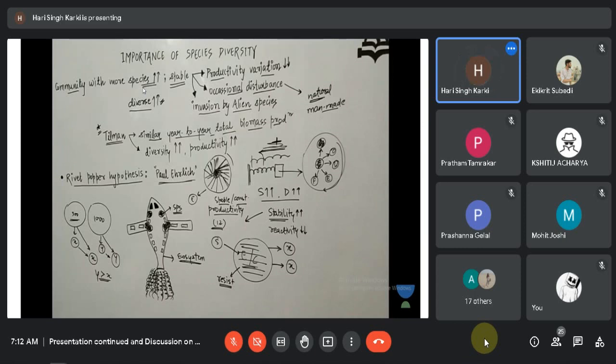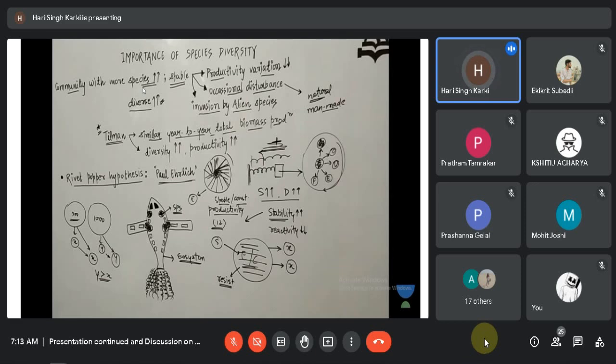There is one Tillman's philosophy, Tillman's hypothesis or Tillman's theory, regarding the system of biodiversity and species diversity. They say that year to year there is total biomass production. Tillman also talks about diversity. If there is more diversity, then there is more productivity as well. So more diversity means more productivity.